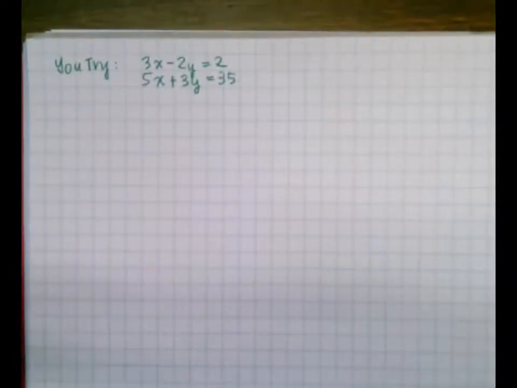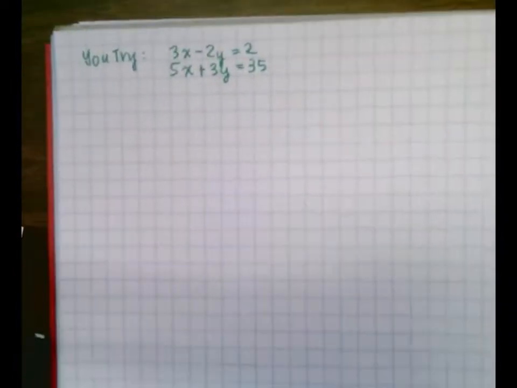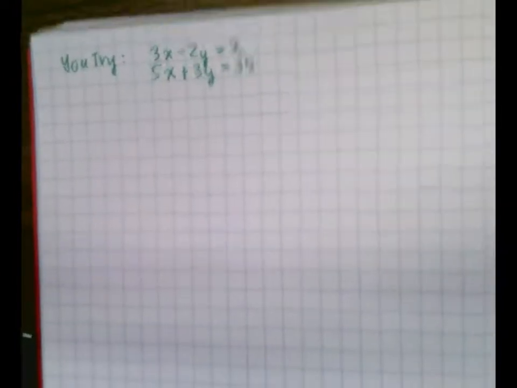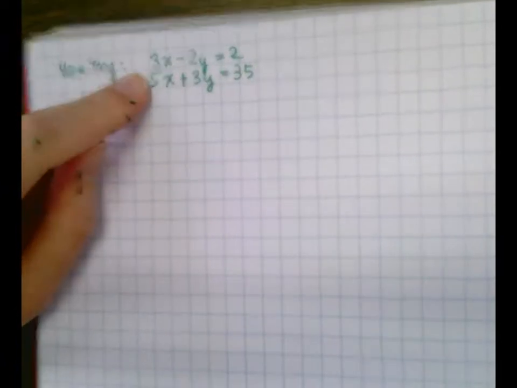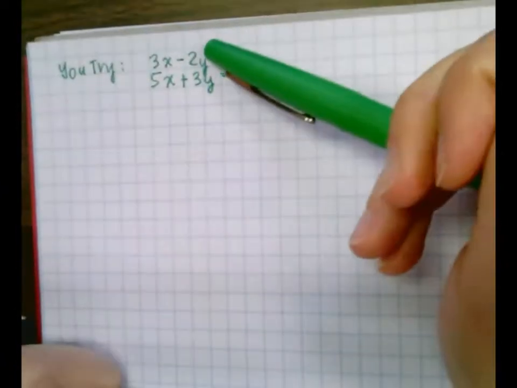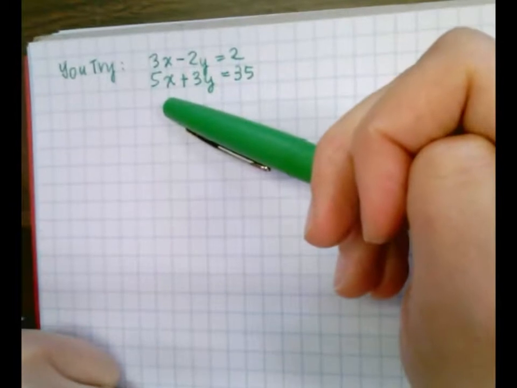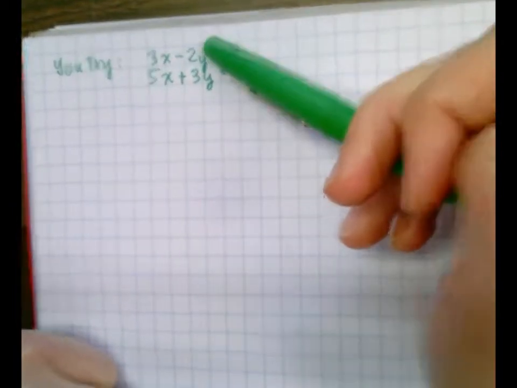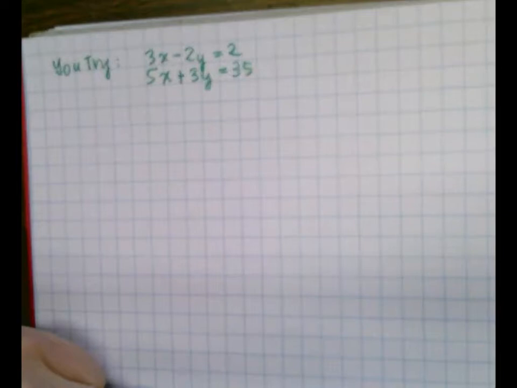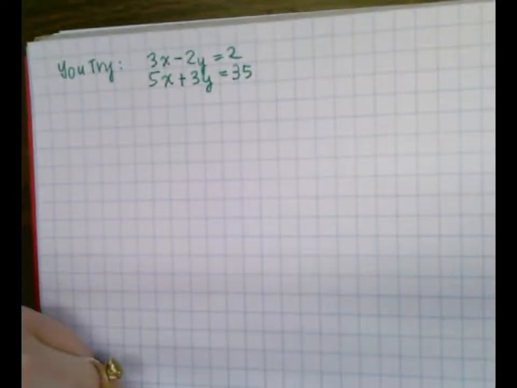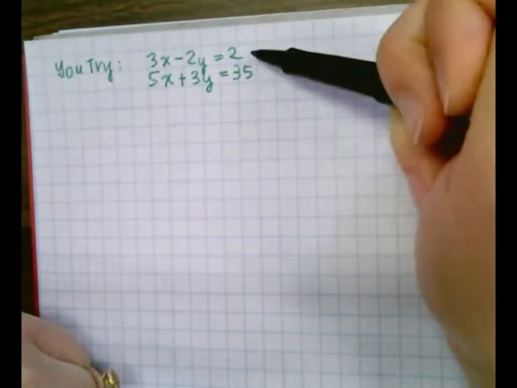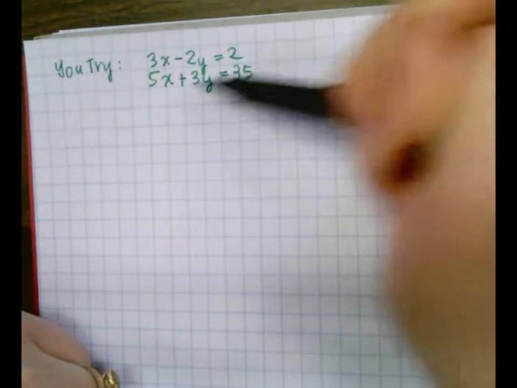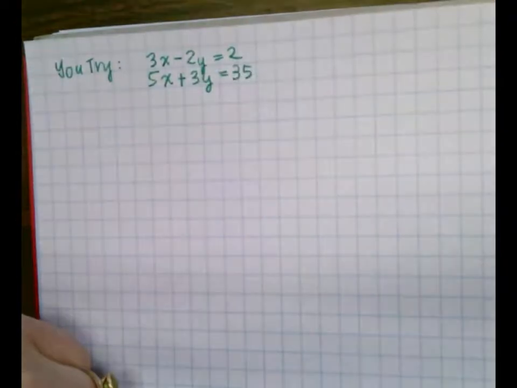Now, this problem is a little bit different because the coefficient, if I look between 3 and 5, there's nothing I can multiply 3 by to get 5, and there's no whole number I can multiply negative 2 by to get 3. So this is one of those problems where it's easiest to multiply both equations. Because, for example, if I see negative 2 and 3, I could multiply the first equation by 3, the second equation by 2, and then I'm going to have negative 6 and positive 6, which will cancel.